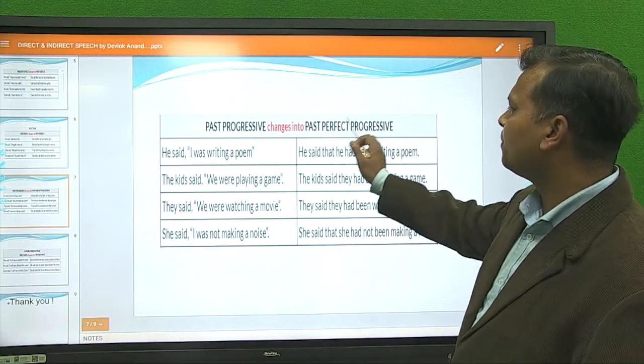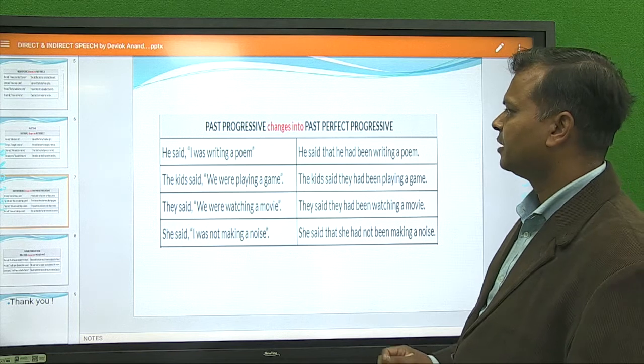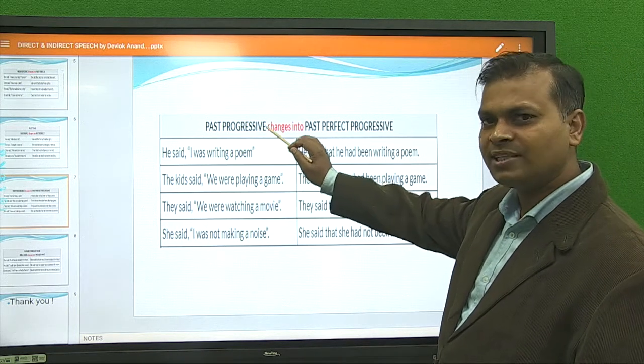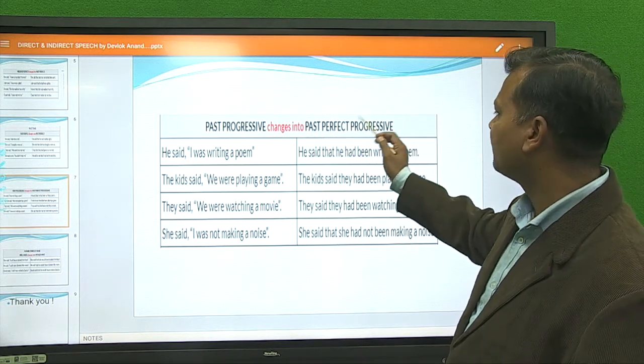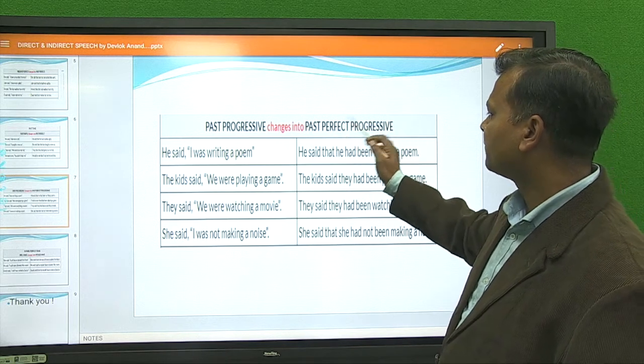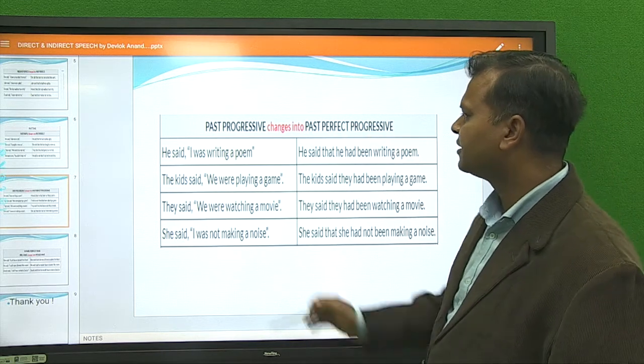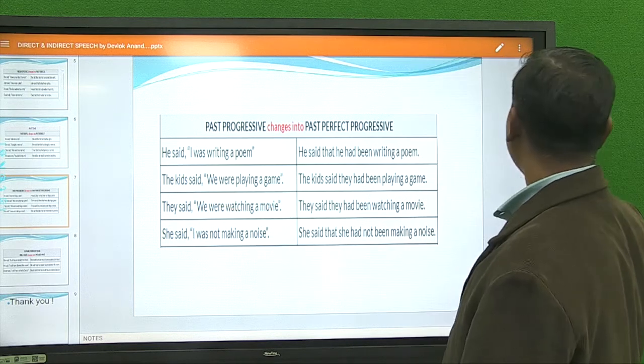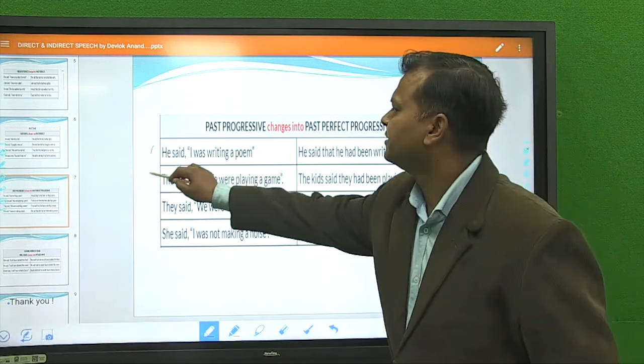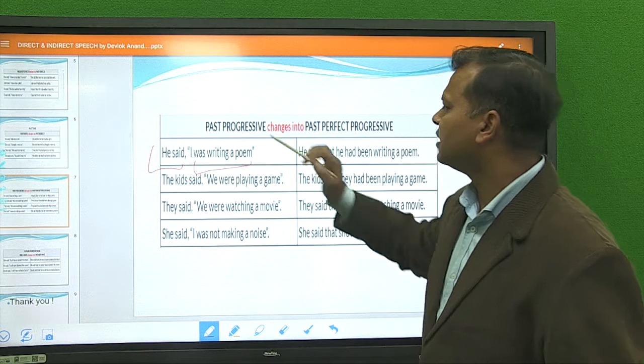Now let us do the next one. Past progressive changing into past perfect progressive. Past progressive, let me tell you, is also known as past continuous tense, and past perfect progressive is known as past perfect continuous tense. Right, students? Now let us see examples. He said, "I was writing a poem." "He said" is the reporting verb and "I was writing a poem" is the reported speech.